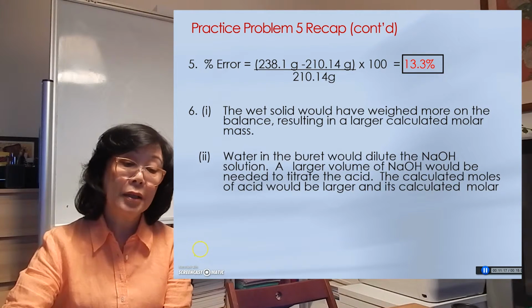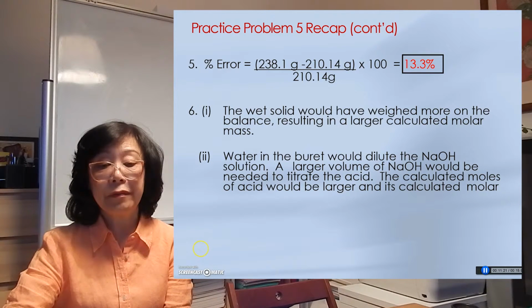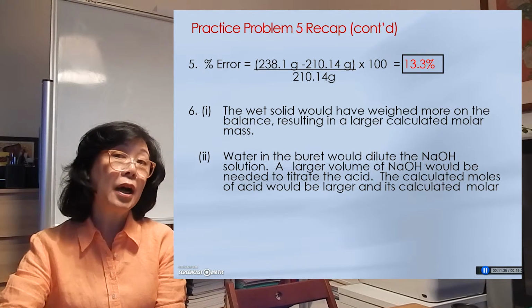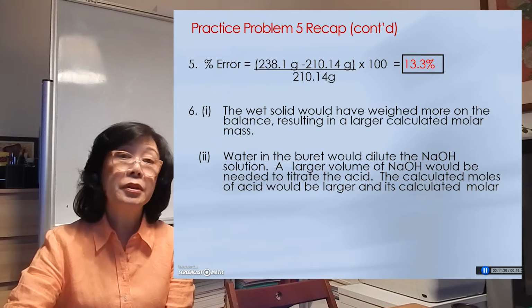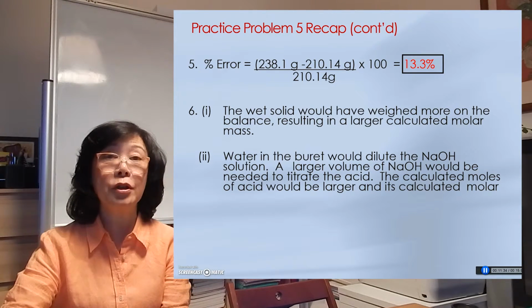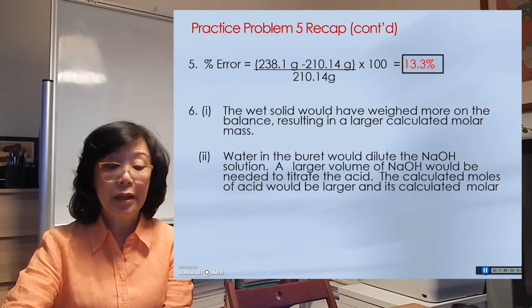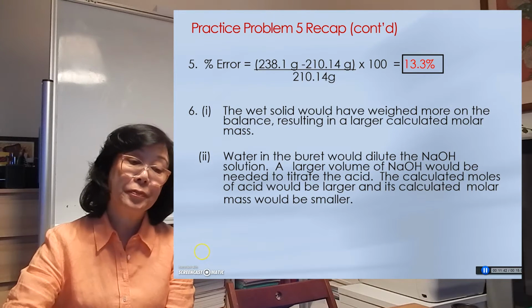Two, if we had some water in the burette and did not get rid of it, that would have diluted the sodium hydroxide solution. That means we now need to titrate with a larger volume of NaOH. So that would result in a larger calculated moles of NaOH and a larger calculated moles of the solid acid. And now it will reduce the molar mass to be smaller.